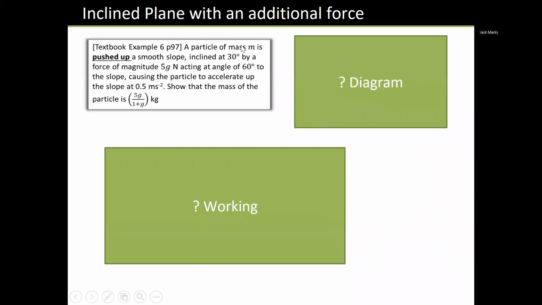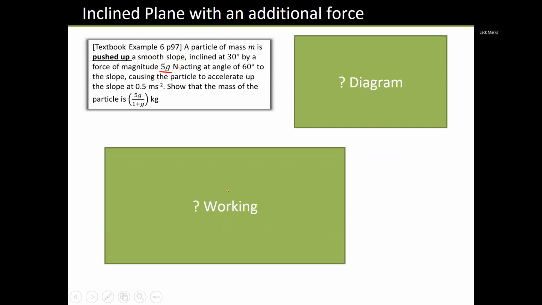Let's do another one. So a particle of mass m is pushed up a slope. So please don't assume that it will always go down a slope. That's not necessarily true. It's inclined at 30 degrees and it's pushed up with 5g force, acting at an angle of 60 degrees to the slope, causing the particle to accelerate.